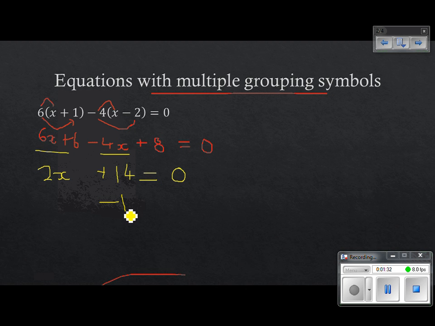Move that 14 over. Take away 14, take away 14. We're left with 2x equals negative 14. Or, as I would prefer it, x is equal to negative 7.